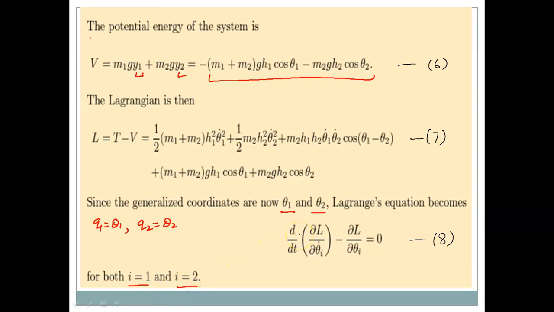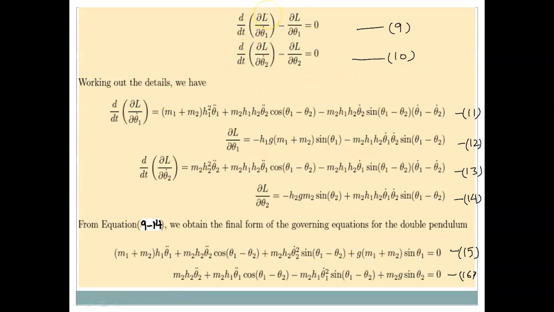i is 2. So from this Lagrangian we find all the values: del L over del theta1 dot, del L over del theta2 dot, del L over del theta1, del L over del theta2. So all the values can be calculated from this equation 7. In fact we are having these two equations 9 and 10, and we calculate the values, and after calculation, d by dt of del L over del theta1 dot gives this equation 11, del L over del theta1 gives you equation 12, this gives you 13, and del L over del theta2 gives you 14.